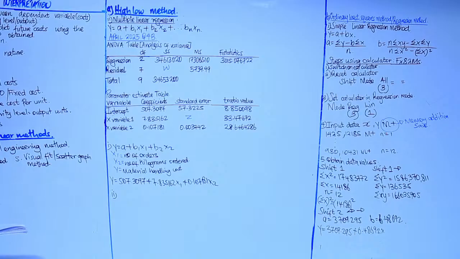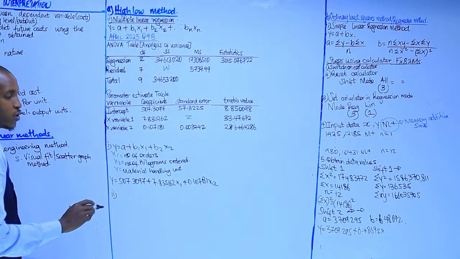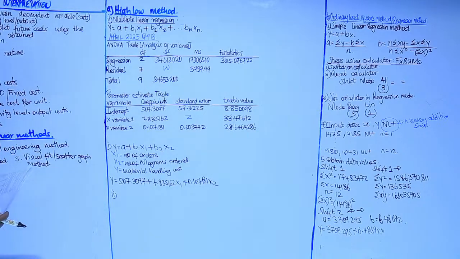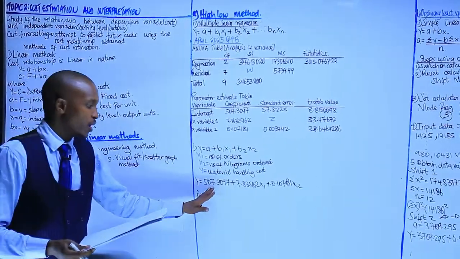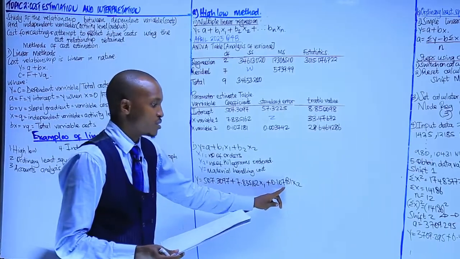They were telling us, suppose in the month of April, the company expects to have 350 orders with 17,000 kgs of material ordered. Predict the total material handling cost for the month of April 2025. So this second part here is what we refer to as estimation or forecasting. Forecasting is where you use your relationship here. This relationship is cost estimation.